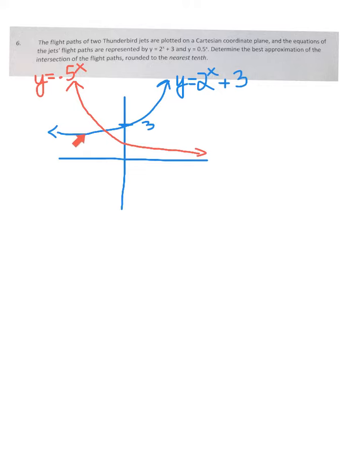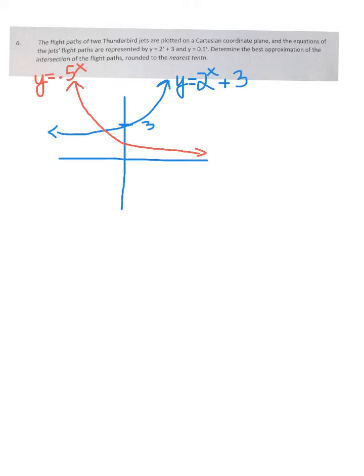Okay, so then after that, remember, you hit enter. And your blinking cursor is going to boot you to the second curve, which is going to be somewhere around here, my guess. And then you're going to scoot it off to the right and hit enter twice. And you'll get your intersection point. Okay? And it says determine the best approximation of the intersection of the flight paths, rounded to the nearest tenth.